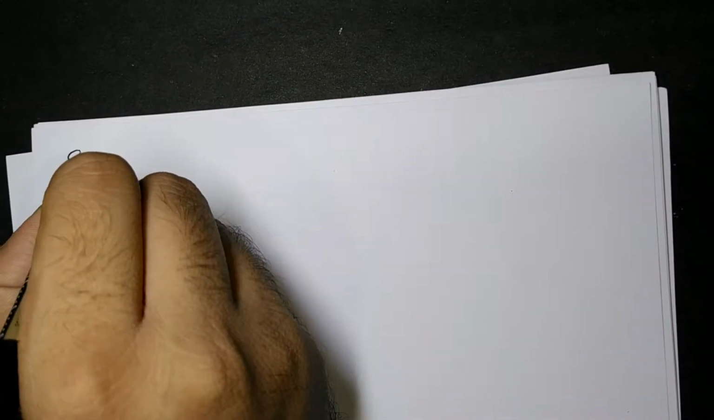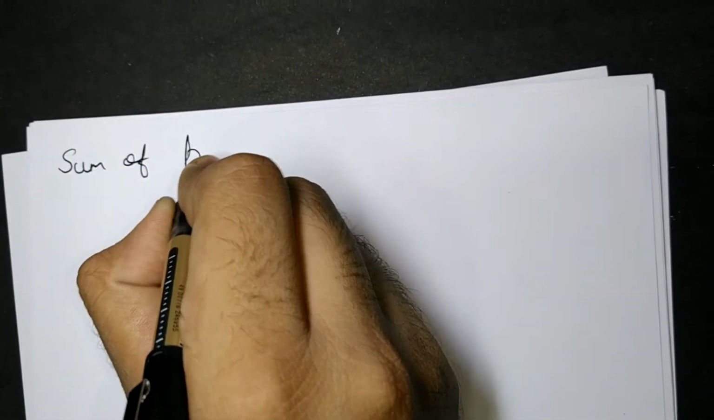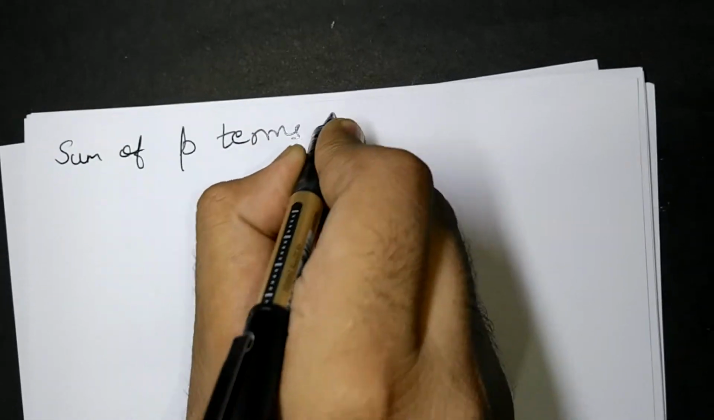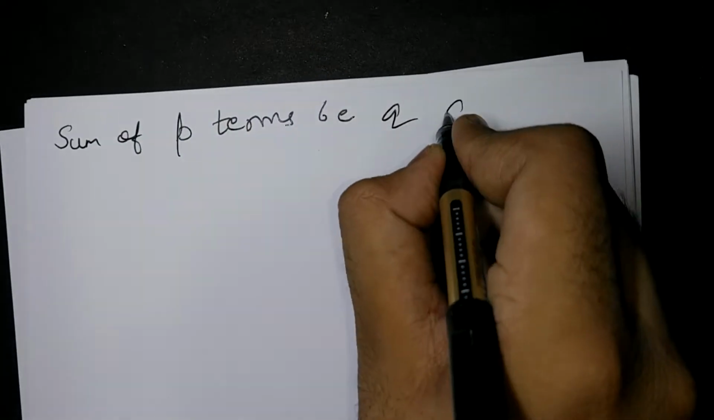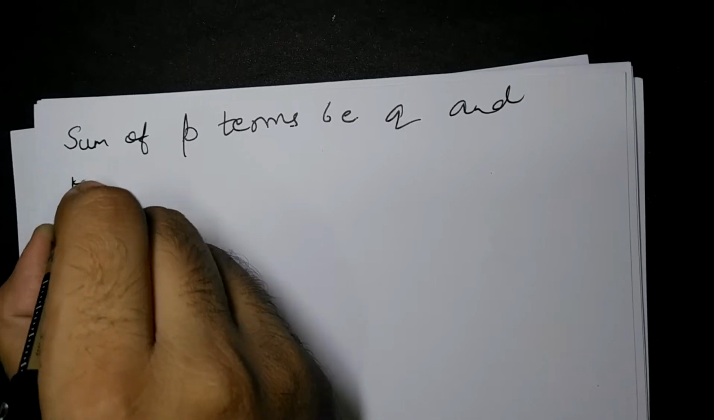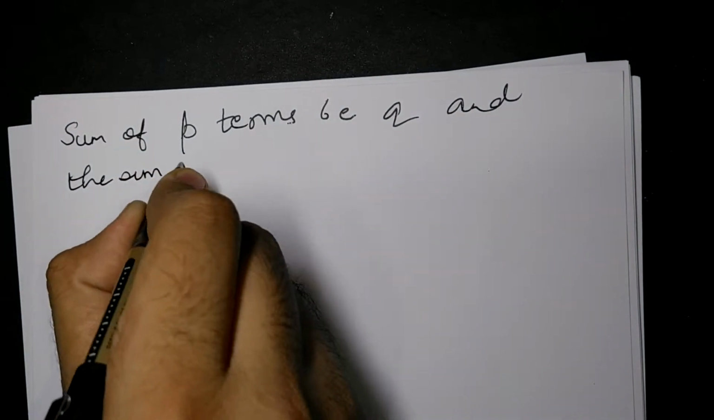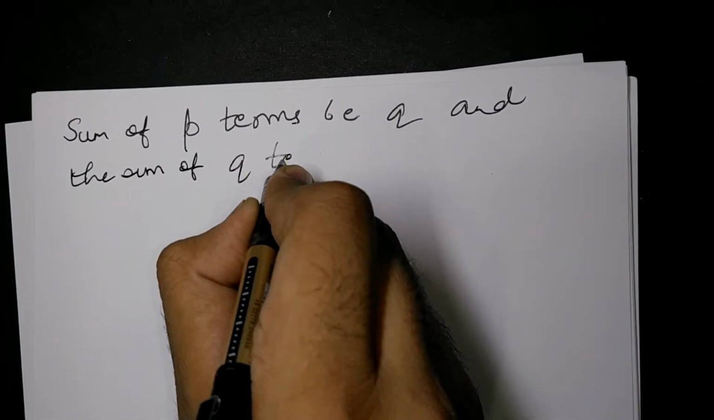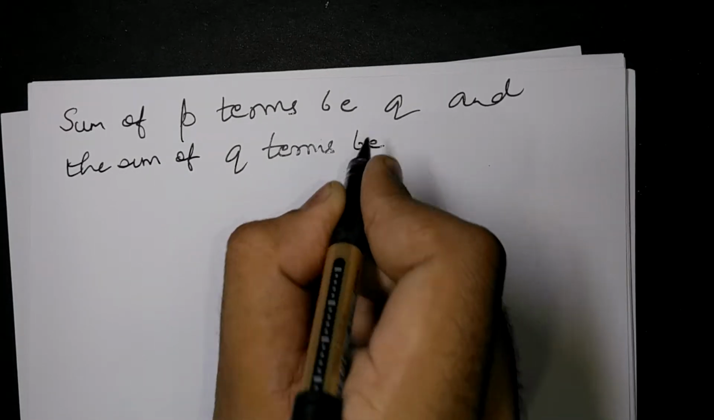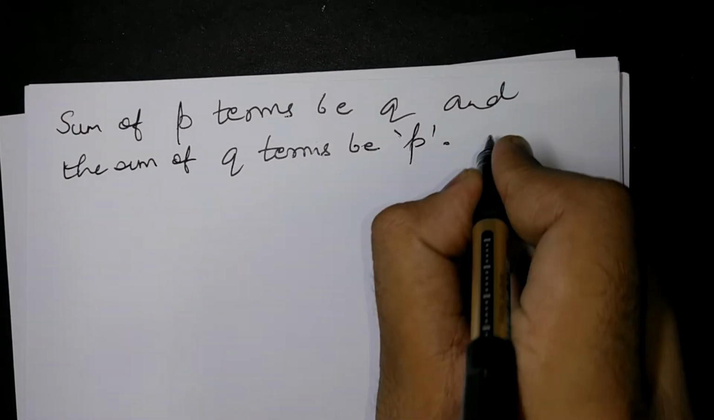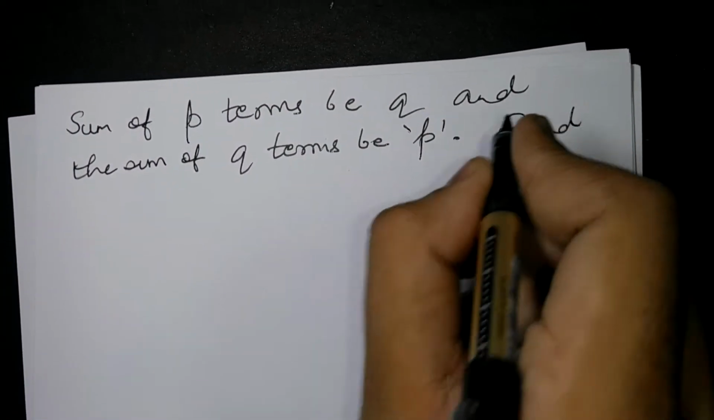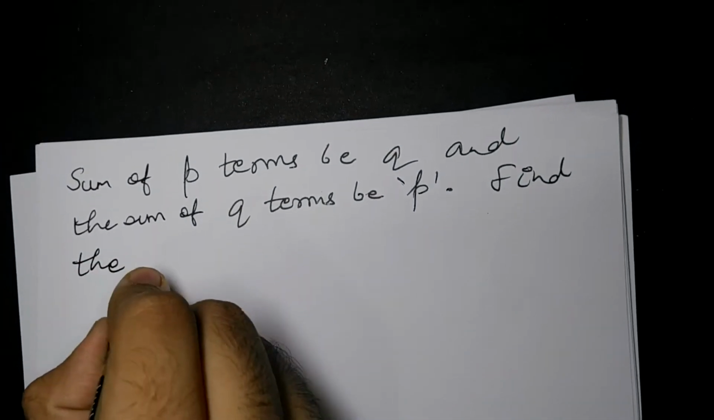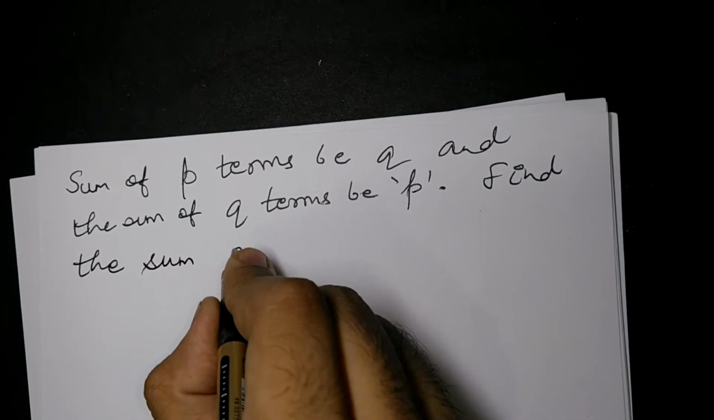Let us take another similar example of arithmetic progression. If the sum of p terms is q and the sum of q terms is p, find the sum of pq terms.